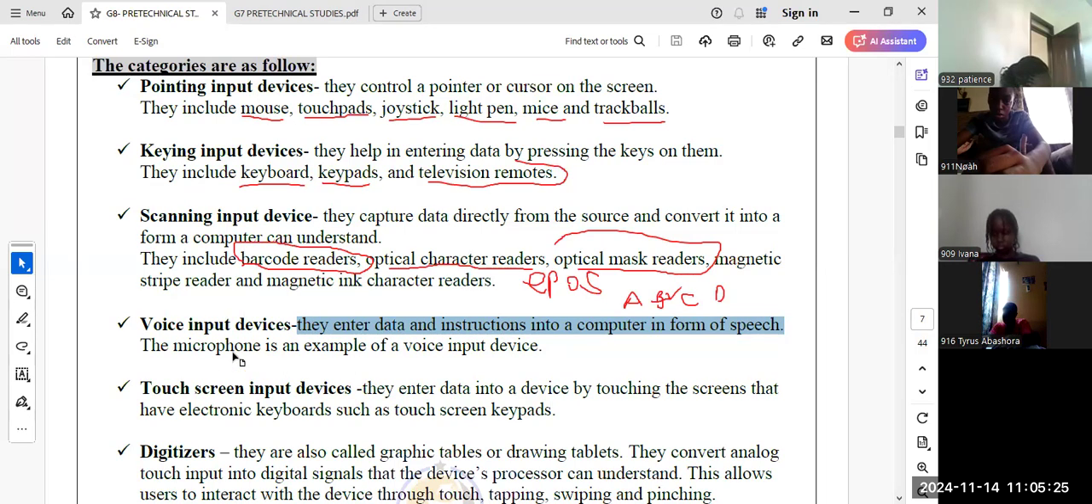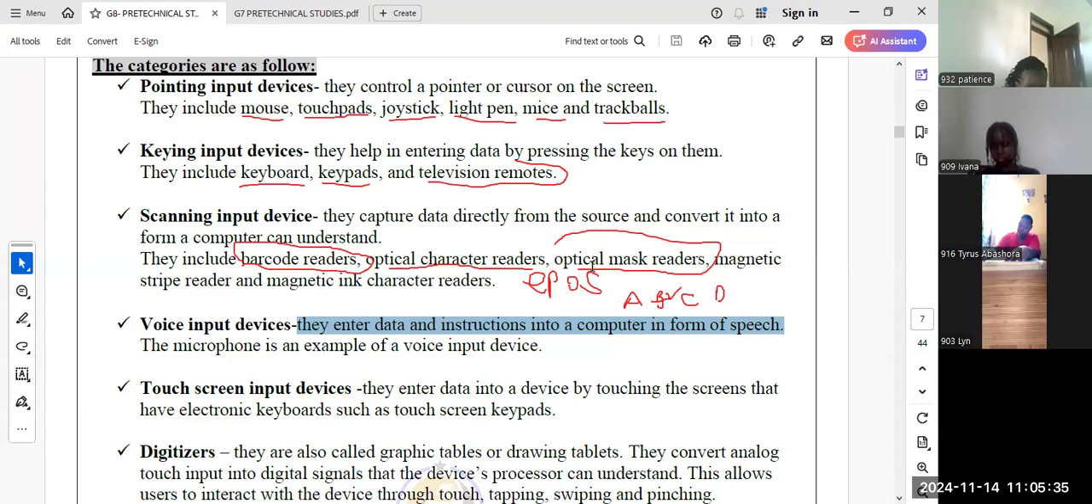So that one is voice input. From my end, I'm using a microphone. From his end, Noah is using a microphone. In between, when the voice reaches from one end to another, it goes from analog form to digital, then back to analog, and then I can hear you. So an example of voice input is the microphone, the best there is about voice input.